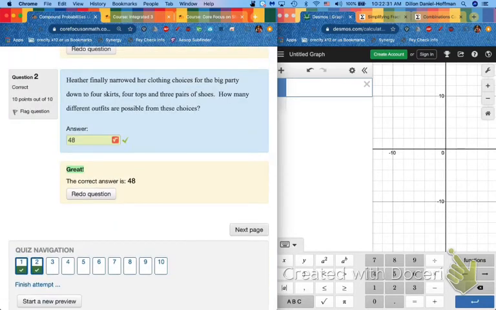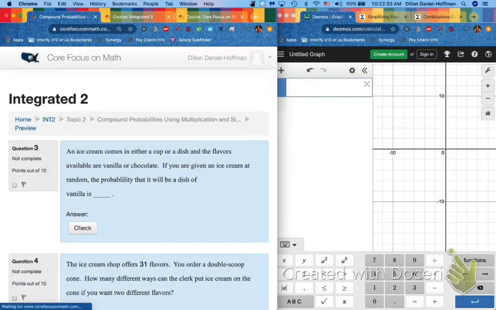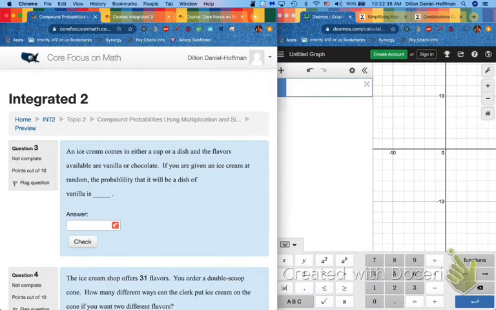Alright, so these are like review problems really from last assignment. And then we're going to start getting into some new ones. An ice cream, it's like a little toddler talking. An ice cream comes in either a cup or a dish, and the flavors available are vanilla or chocolate. If you are given an ice cream at random, the probability that it will be a dish of vanilla is blank.